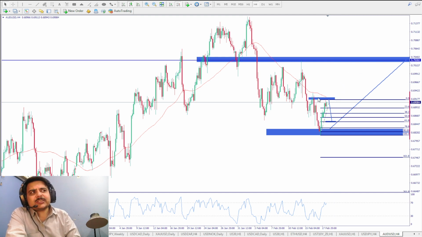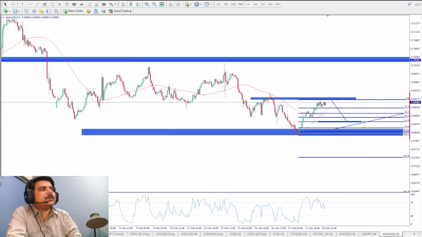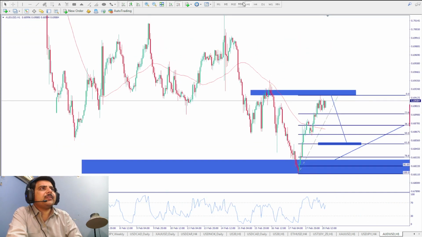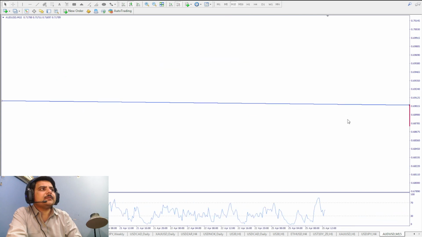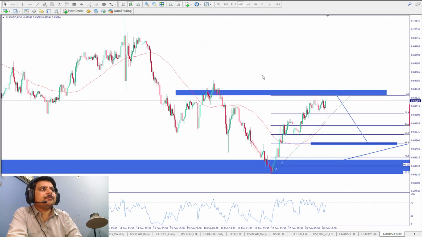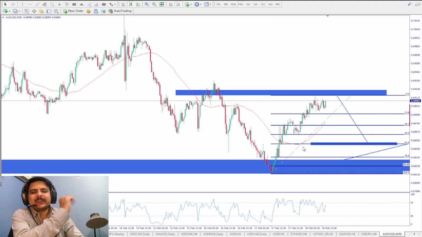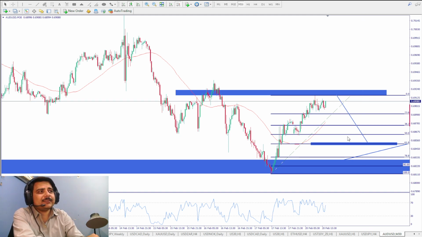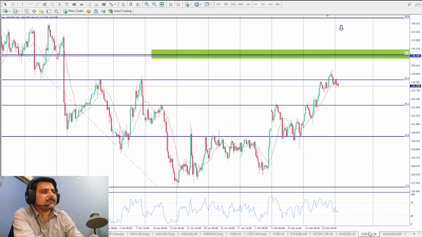So let's see, this will be a good bullish zone. And if you are focusing on a sell trade as a day trader, then I think, well, this is very, very confusing. Well, I don't recommend any sell trade right now. Only a buy right here, only a buy on the close above this. So this is Aussie dollar, US dollar.